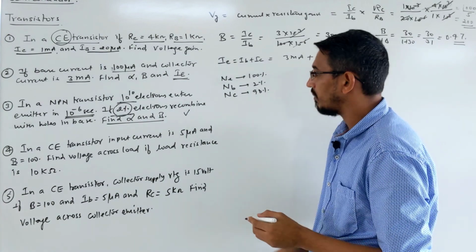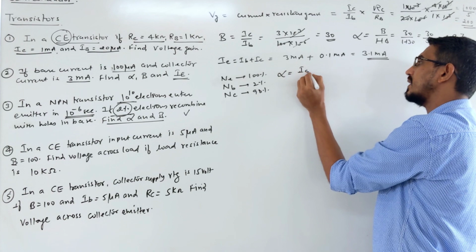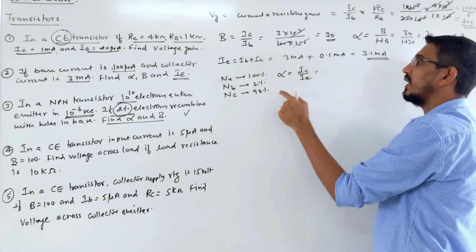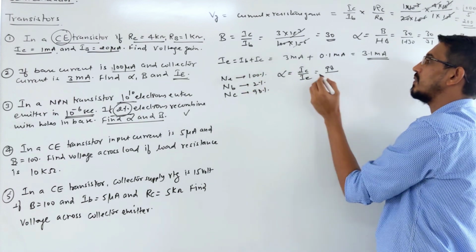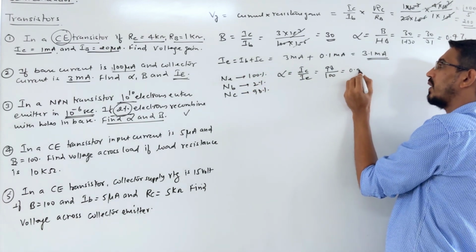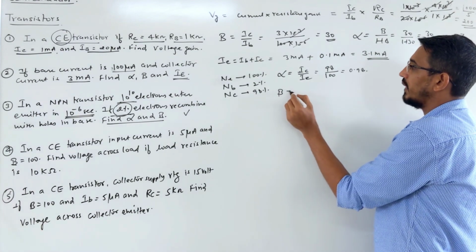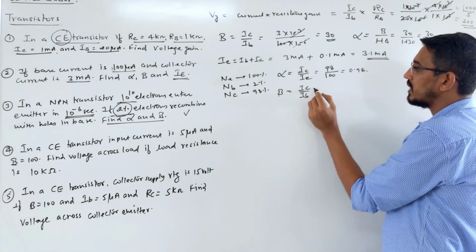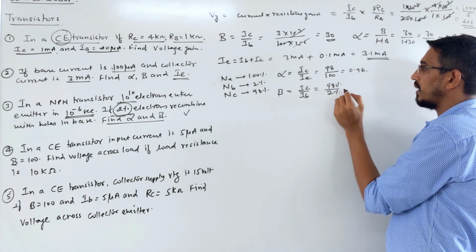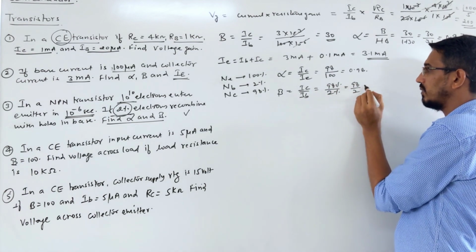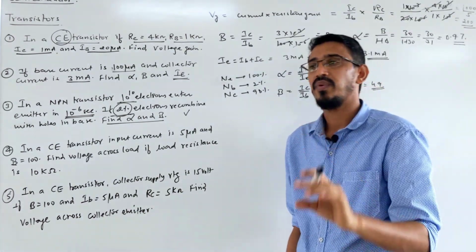They are asking what is alpha, beta. Right now you want to find alpha. Alpha is IC by IE. IC, 98% people are reaching IC, and IE is 100. So this becomes 0.98 simply. That's all. Beta you want to find, you say IC by IB. IC means 98% people are reaching here, and IB means 2% people are reaching here. So 98 by 2, that's your 49. That's your answer. Correct?